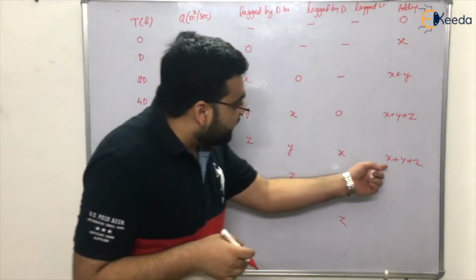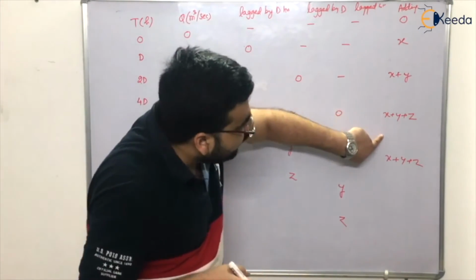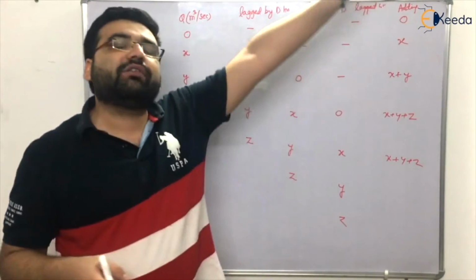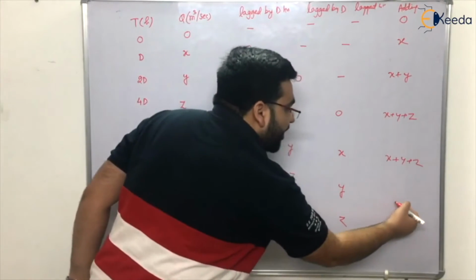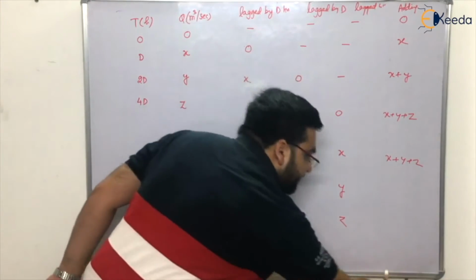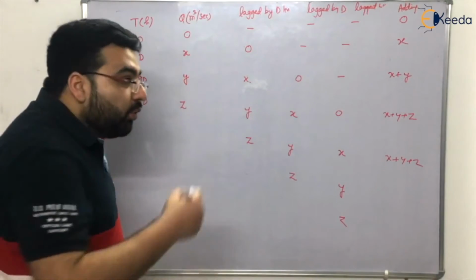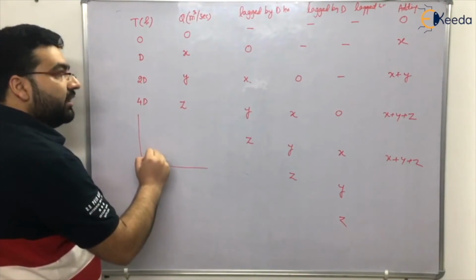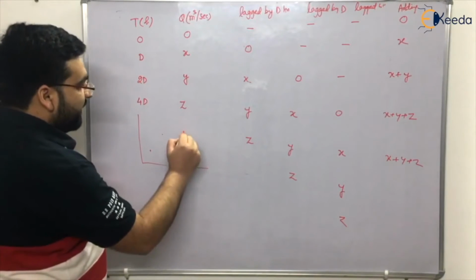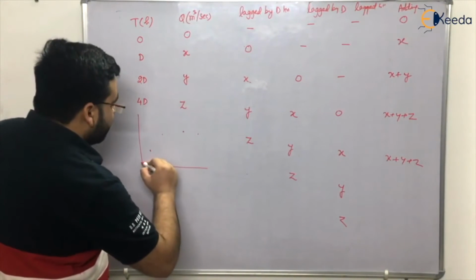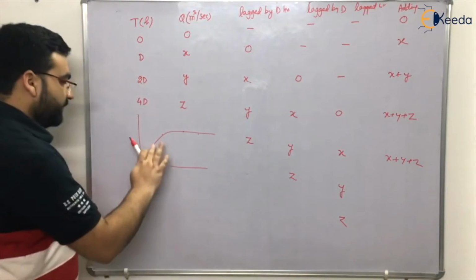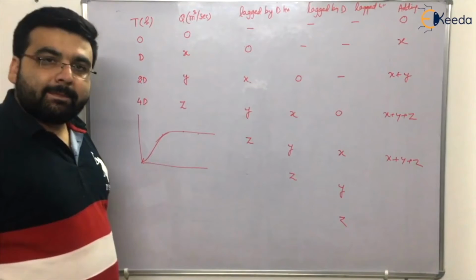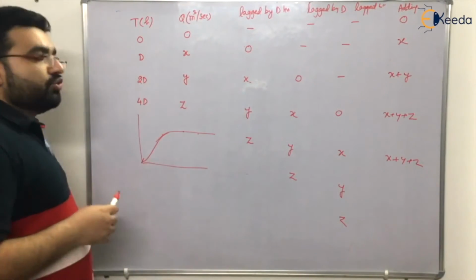I have got x plus y. Now you see that you are getting a constant value. If I would have repeated this experiment n number of times, again I would have got x plus y plus z, x plus y plus z, right? So what is happening? Now if you draw the graph, initially it is x, then x plus y, then x plus y plus z, x plus y plus z. If you draw the graph, it is like this. That is the S curve. Okay? So I hope you have understood this.